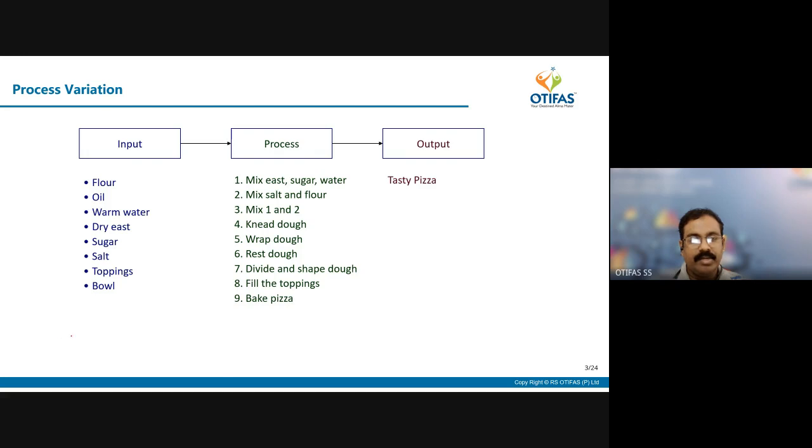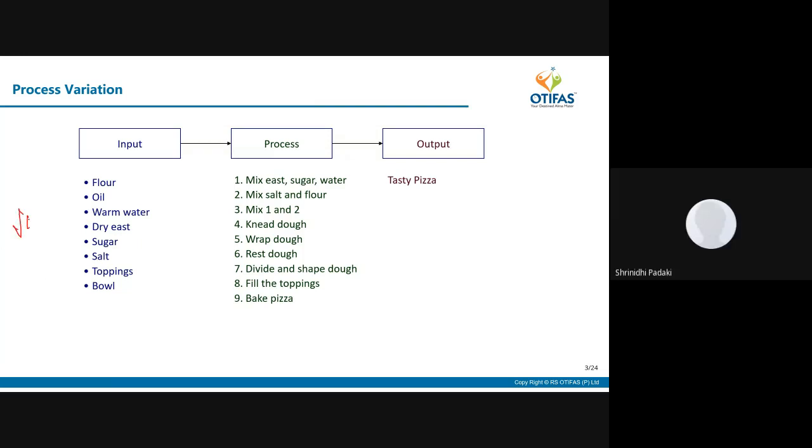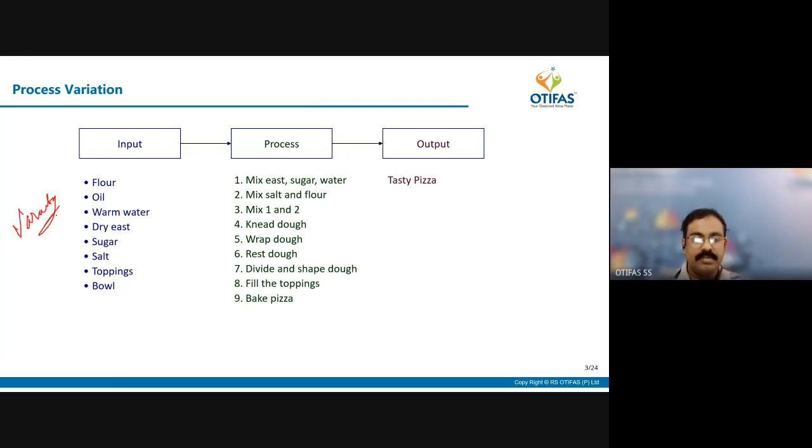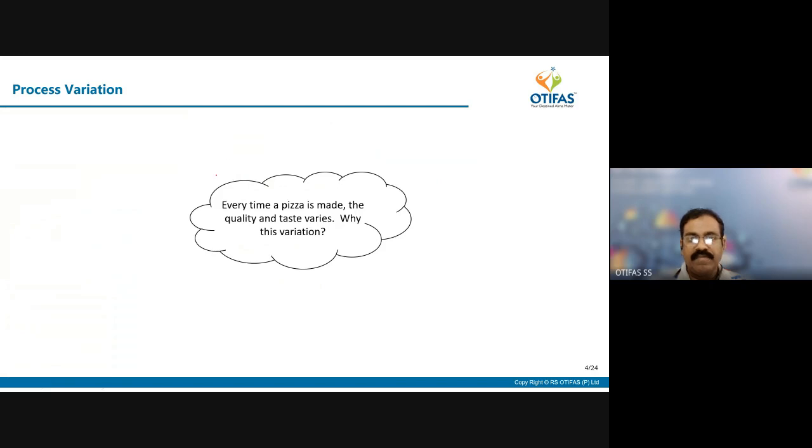I know you don't make it, you just call them and go for an outing, that may be, but it happens or not when you're making it yourself or in your house, whatever it may be. This variation happens or not? Yes, sir. Sometimes. Now this is what we are going to learn. So every time a pizza is made, the quality and taste vary. Now why this variation?